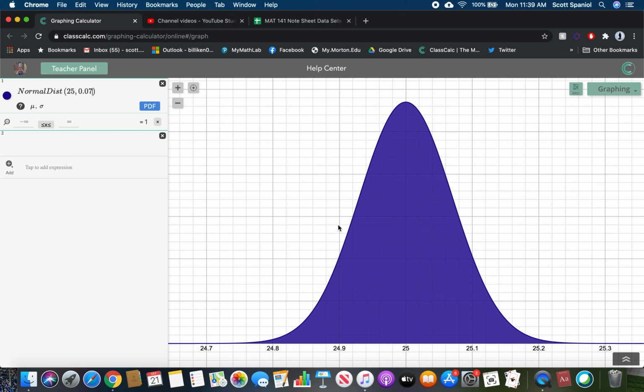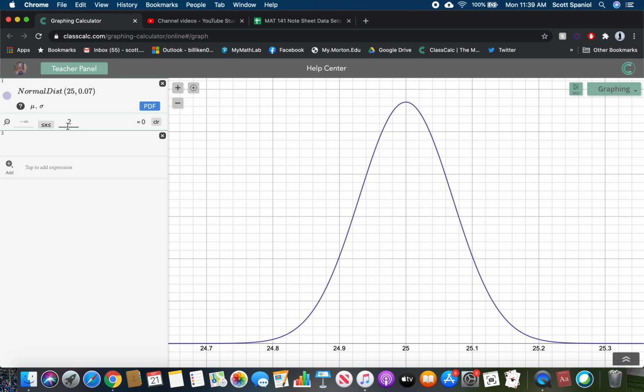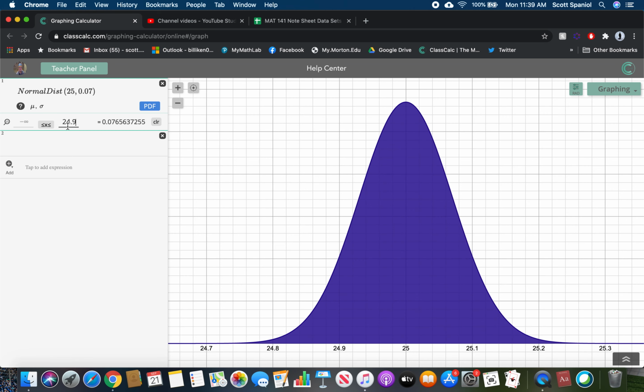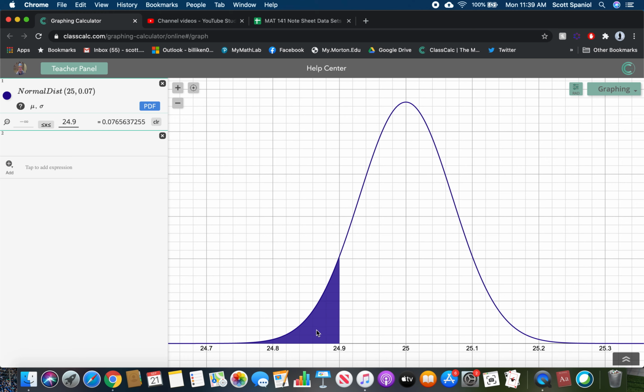So what proportion of rods has a length less than 24.9 centimeters? So the probability that X is less than 24.9. We want X to be smaller than 24.9, so we're going to put the 24.9 on the right. And it shades that region, so we did it right? We want to be less than that. So that probability is 0.0766. Okay. So that's the first one.